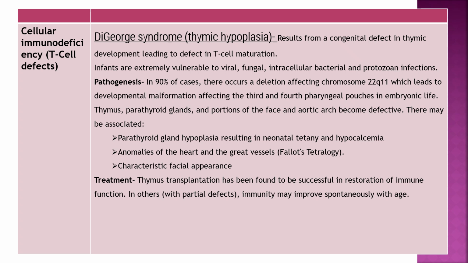They may be associated with parathyroid gland hypoplasia, resulting in neonatal tetany, hypocalcemia, abnormalities of heart and great vessels, Tetralogy of Fallot, and characteristic facial appearance. Treatment: thymic transplantation has been found to be successful in restoration of immune function. In others with partial defect, immunity may improve spontaneously with age.